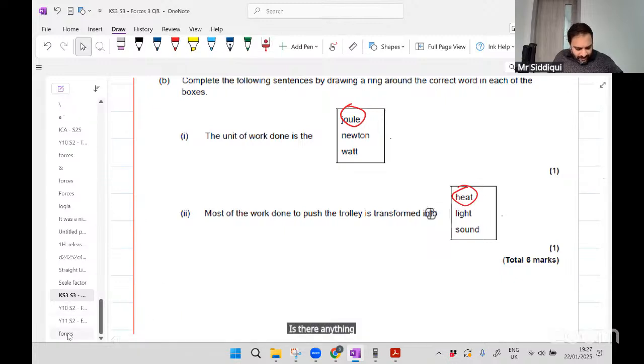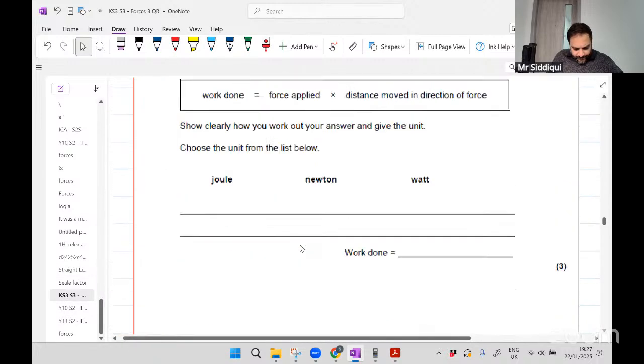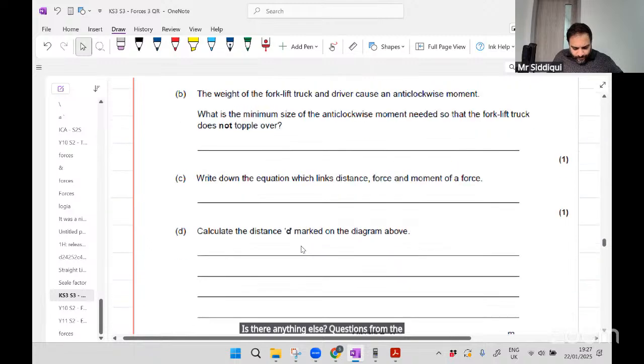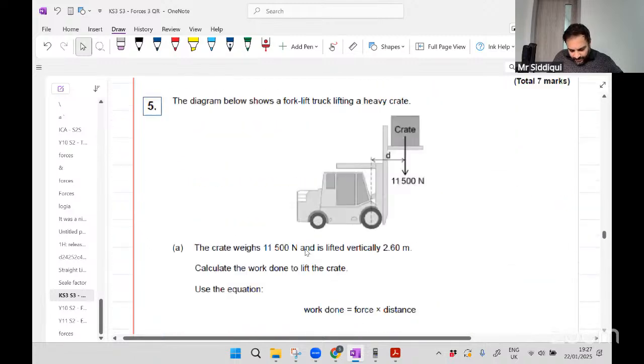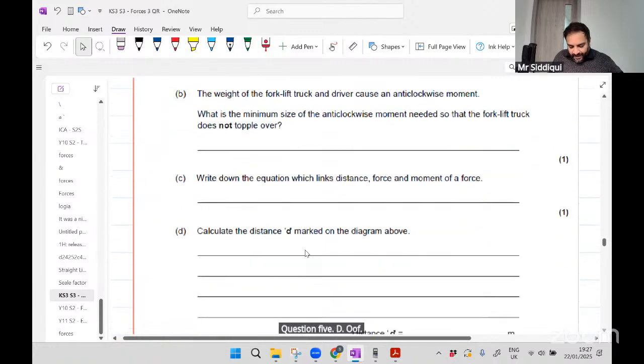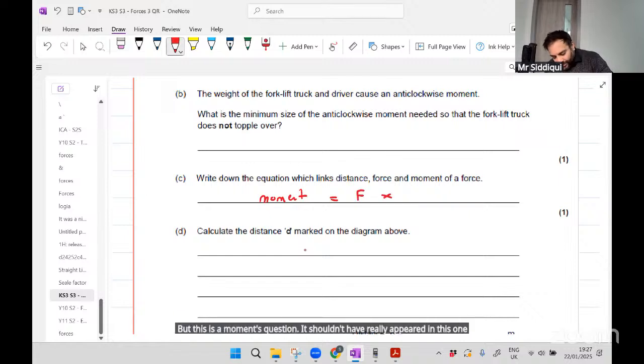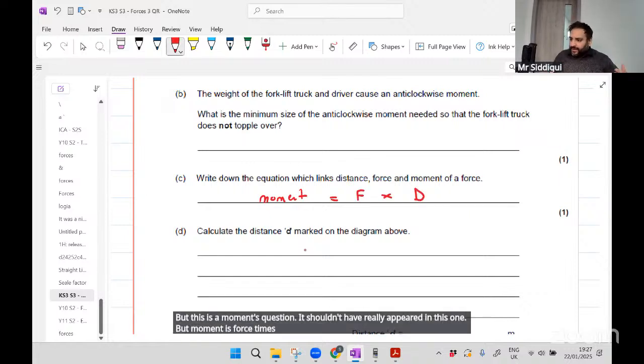Question 5D. Oof. That is a complicated question. But I'll tell you, because you may not have done this one, this is a moment question. It shouldn't have really appeared in this one. But moment is force times distance. There is a formula that you'll get given.